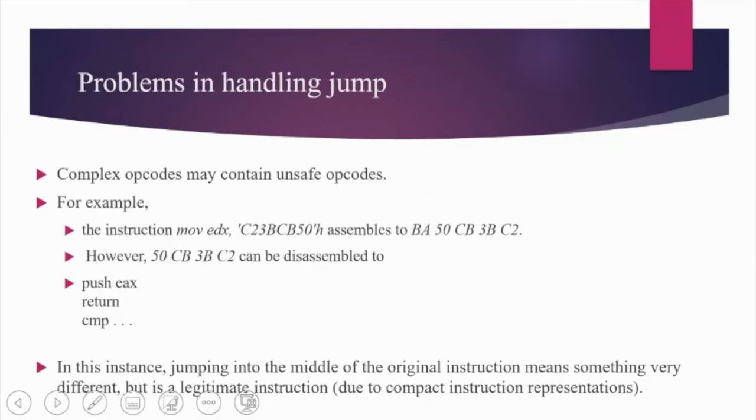Let's see. Suppose there is an instruction which says move edx, and this is the corresponding hexadecimal code of move edx. Now this particular instruction assembles to BA50CB3BC2. When I have converted the code, suppose I have to land up at a location 0433, and at 0433 location it is written, it is somewhere here.